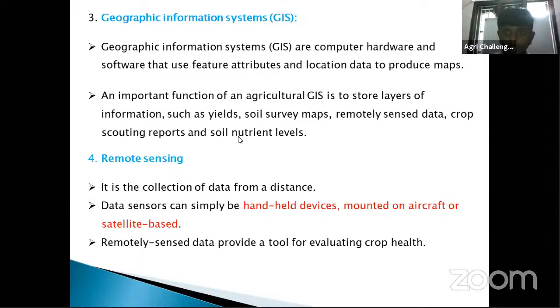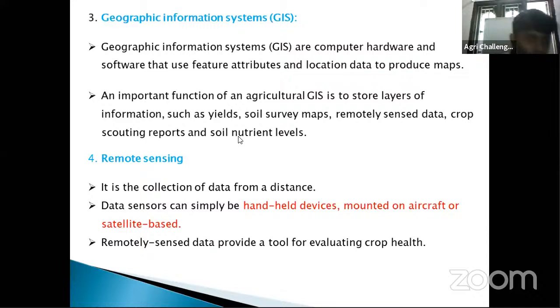A geographic information system is a computer hardware and software package. It is one package of hardware and software that uses feature attributes and location data to produce maps. Whatever data we get from remote sensing and GPS, we feed into this software and hardware package. This package gives us maps, variable maps.